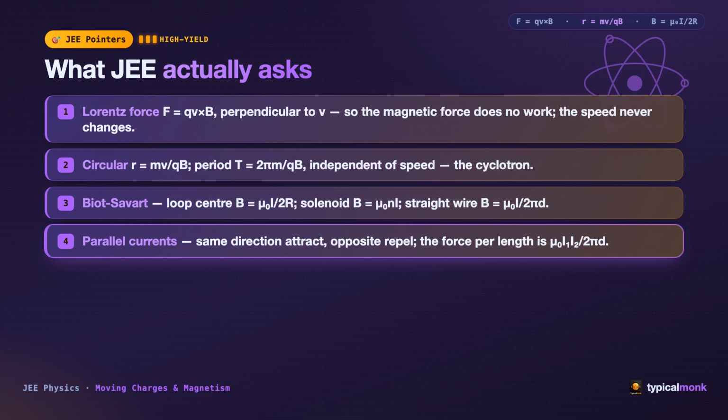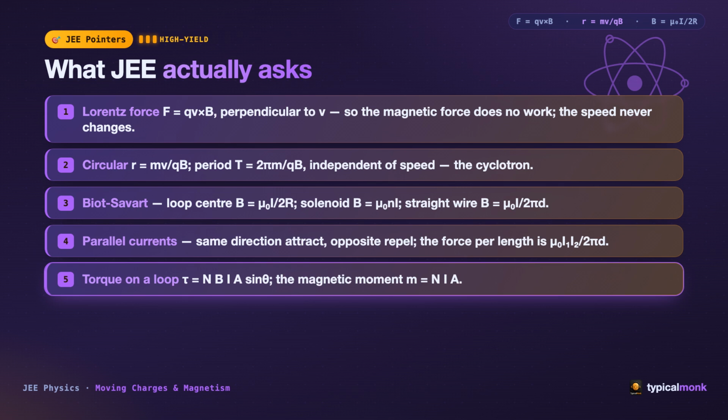4. Parallel currents in the same direction attract, opposite currents repel, and the force per unit length is mu naught I1 I2 over 2 pi d. And 5. The torque on a loop, torque equals NBA sine theta, and the magnetic moment M equals NIA.